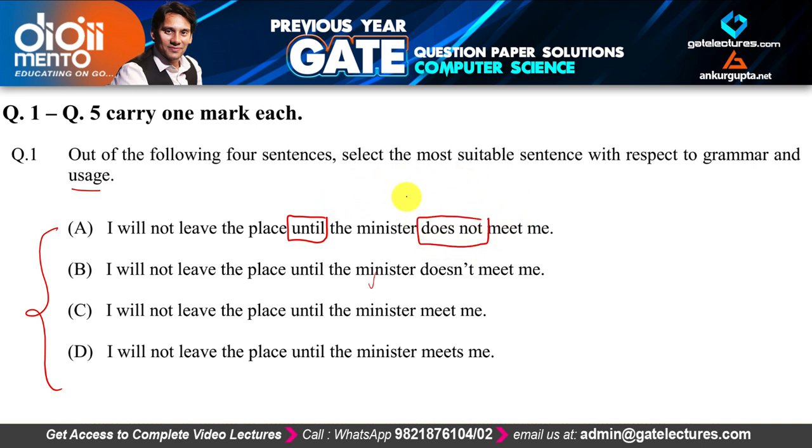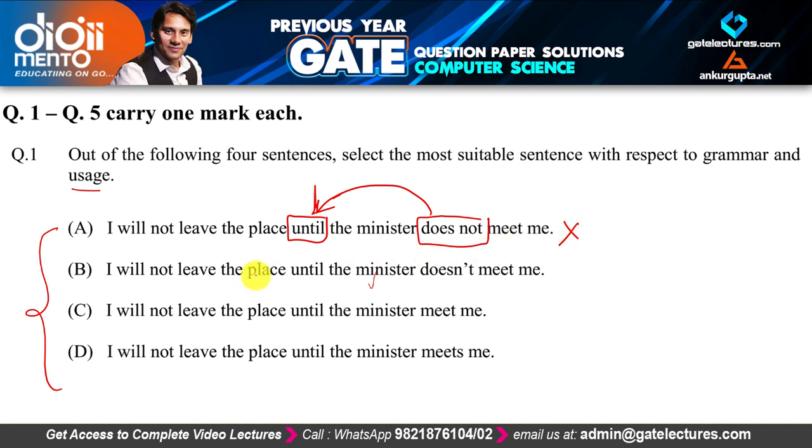Now if you see the sentence, this does not meaning is itself included in until. So when I'm saying I will not leave the place until the minister meets me, this does not itself is included in that. So because of the usage of this does not, this first sentence is wrong.